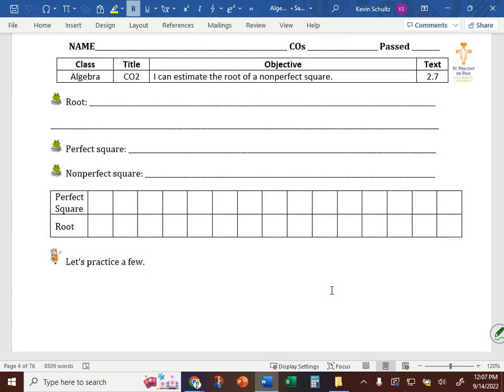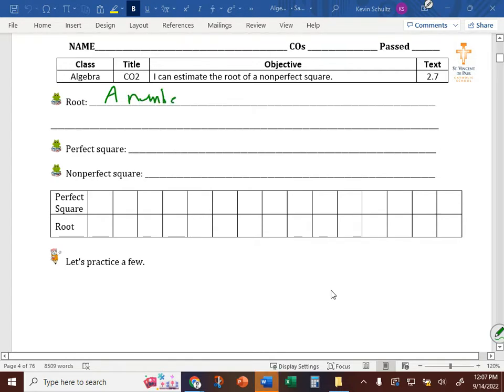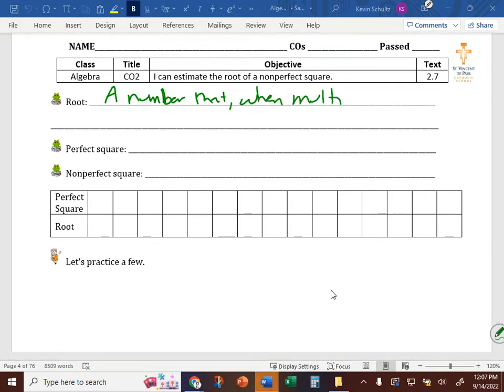Yeah, Cade. Yeah, sure. It's a number that when multiplied by itself, or when squared, equals a given value or number. We'll use value. So kind of a wordy definition to really describe something rather simple. A number that, when multiplied by itself, equals a given value.